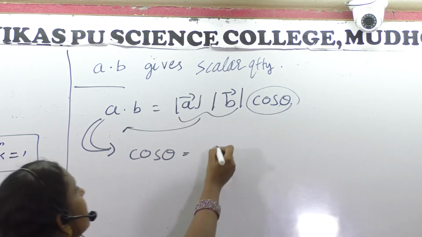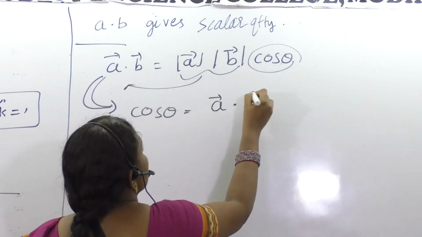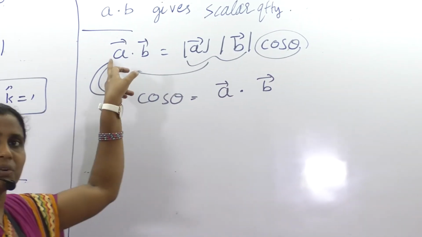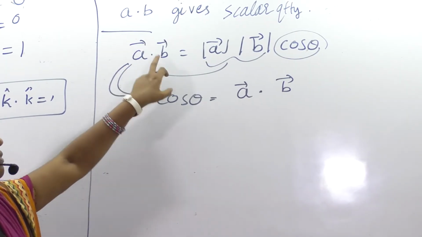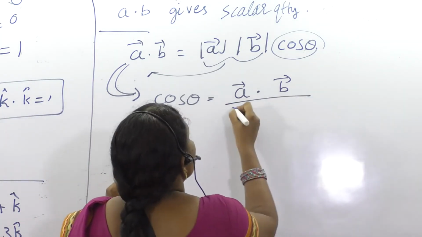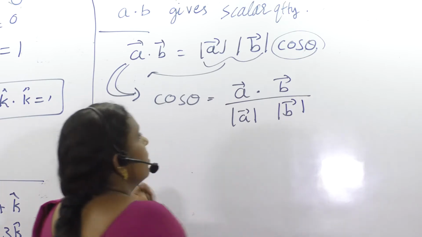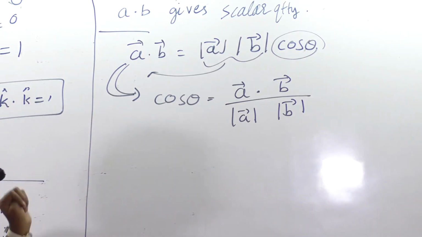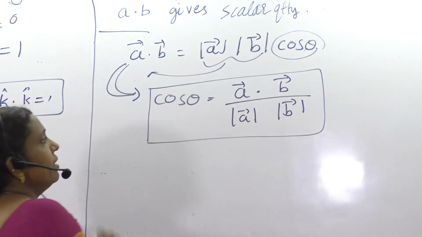So what do you get? A dot B divided by magnitude A, magnitude B. Every time you put the vector arrow; even if I forget, please don't forget to put the vector arrow. So this is the formula to find the angle.